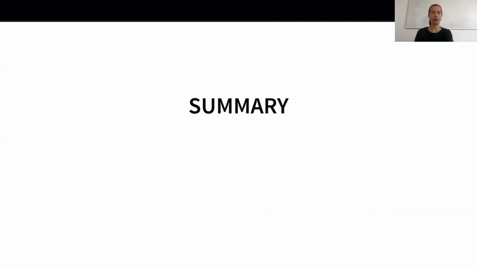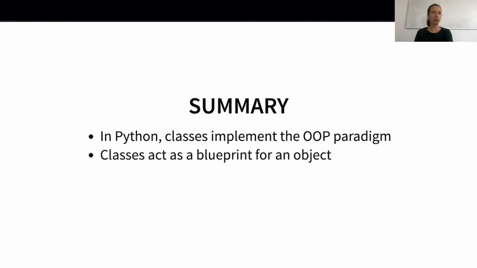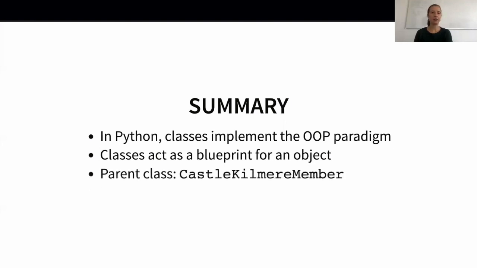Let's sum up what we learned. Classes in Python implement the paradigm of object-oriented programming. They act as a blueprint for an object and describe what properties and behavior an object should have. We created the Castle Kilmere member class and used inheritance to create a child class pupil. The child class inherits all methods and attributes from the parent class, but can add new behavior and also override existing behavior. We further learned that inheritance is a good tool to show the semantic relationship between objects and to avoid duplicated code.